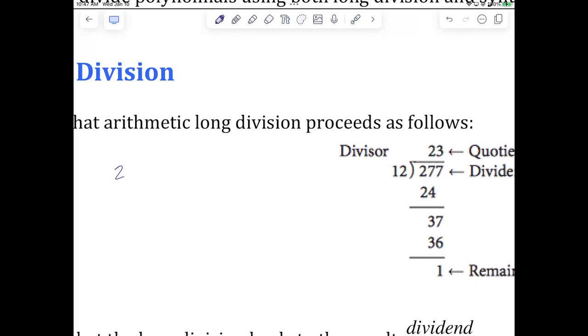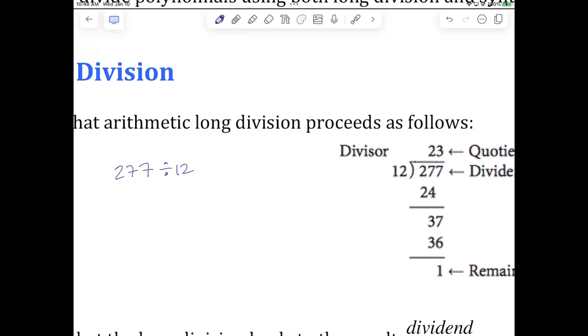If I say what is 277 divided by 12, that could be a problem that you had in sixth grade, elementary school even, right? What's 277 divided by 12? Well, what would you do? You would set up your division box like we see on the right. You would put the 277 on the inside, and you put the 12 on the outside. The inside, or the first number, is called the dividend, and the second number is called the divisor. Okay? And the result is called the quotient.